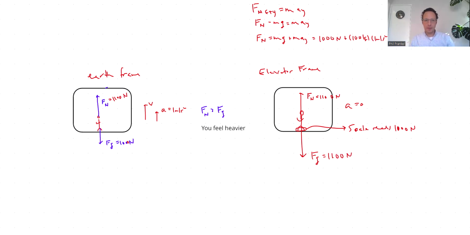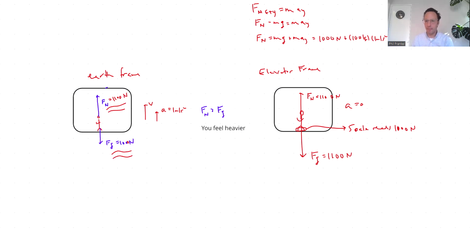So let's think about what's going on here. This is the same situation, just viewed from two different reference frames. In the Earth reference frame, the person's weight is 1,000 newtons. The normal force on their feet is 1,100 newtons. And so there's a net force on them, making them accelerate up. And we say their apparent weight will be 10% larger than their actual weight.